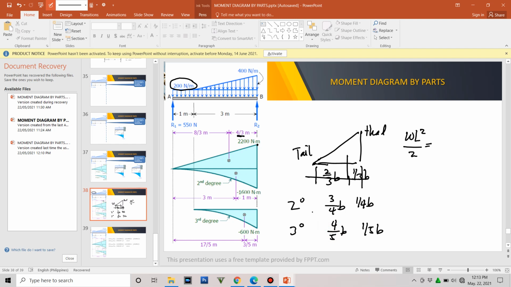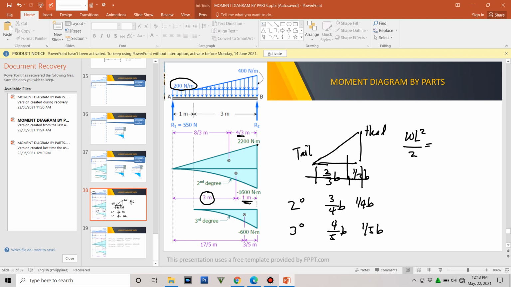So 3/4 of the base. And the base is 4. So 3/4 of 4 is equal to 3. Ito yun. So ang naiwan is 1 meter.